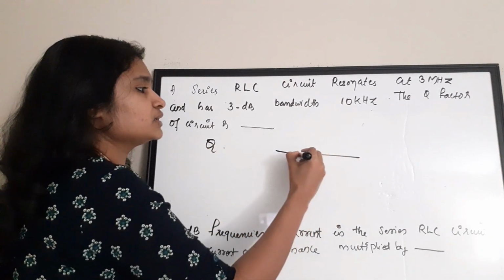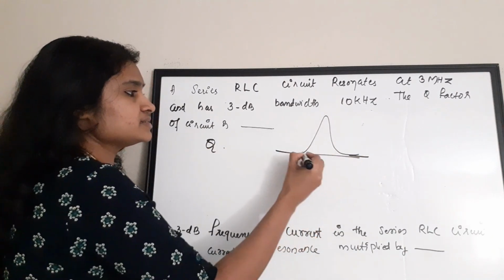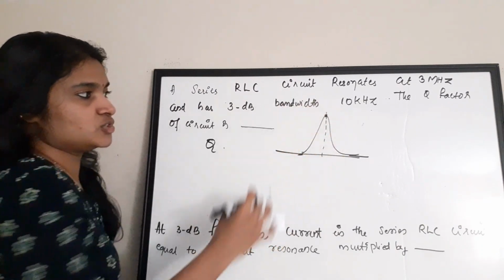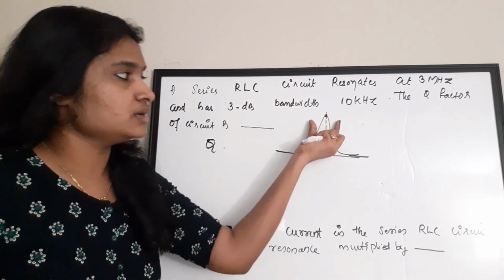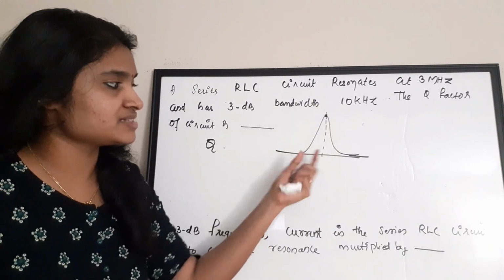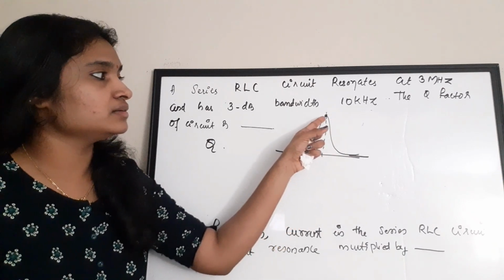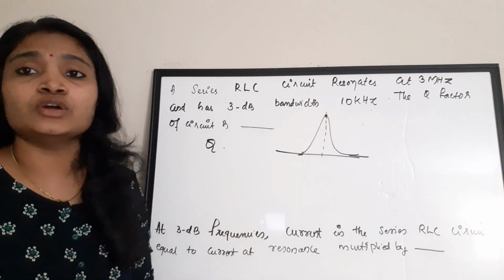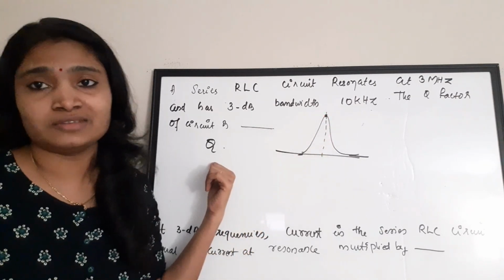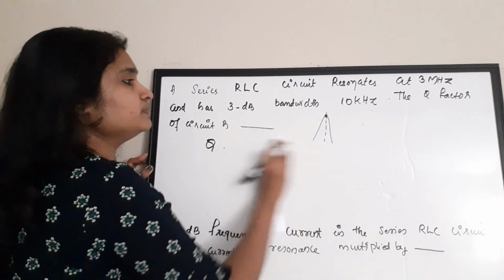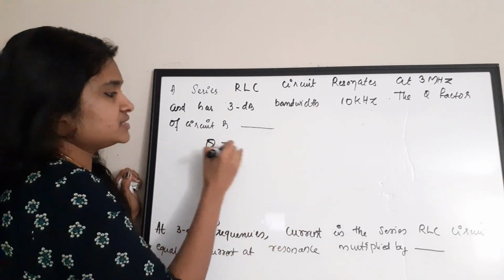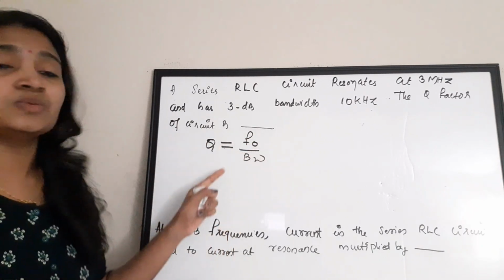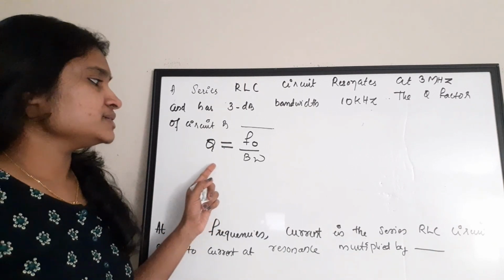If you see the curve of resonance of a series RLC circuit, the peak is contributed by the maximum value of current. Where the maximum value of current is happening, that is called the peak. And in order to characterize the peak, we use the quality factor. The equation for finding the quality factor is F0 by bandwidth. This is the equation for finding the quality factor of a series RLC circuit.